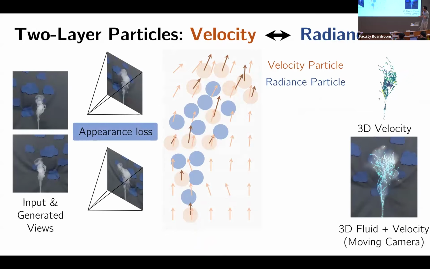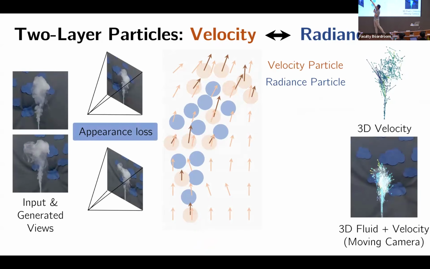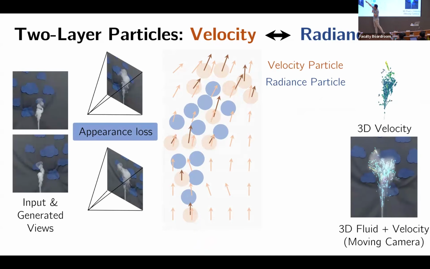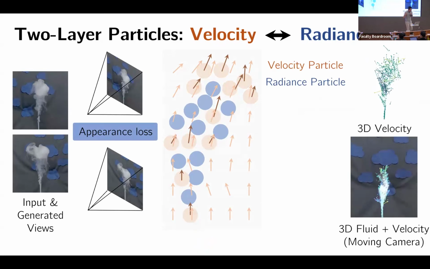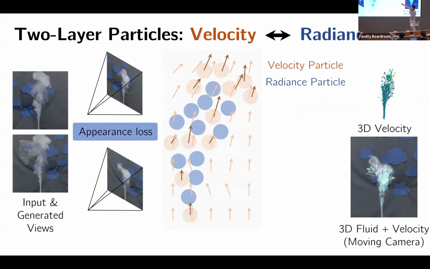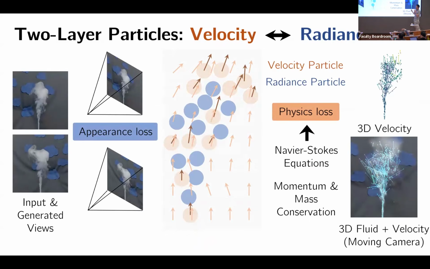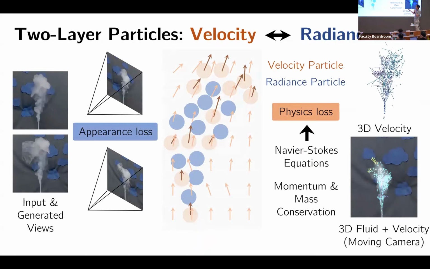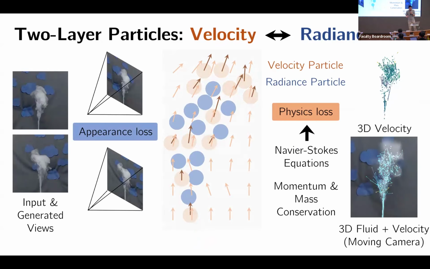Okay, so this allows you to have 2 types of losses. The first is appearance loss, because you can render from different viewpoints and get multi-view data, which, in some sense, you generate yourself, but that can allow you to correct your estimation of the appearance particles. And you can also take whatever physical constraints you may already have and apply them here, such as Navier-Stokes equations or the momentum and mass conservation losses.